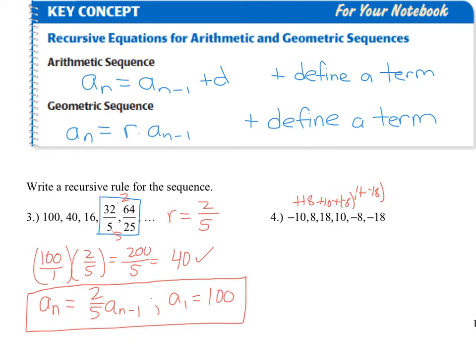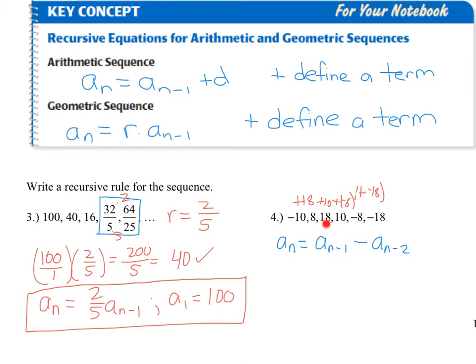What I can see, though, well, let's try and relate the terms back to one another. So I noticed that if I do 8 and I take away negative 10, I'm going to get 18. And if I take 18, take away 8, I get 10. 10 take away 18 is negative 8. Negative 8 take away 10 is negative 18, and so on. So the relationship here, if I want a sub n, I gotta take the term before it and subtract from that the term before that one.